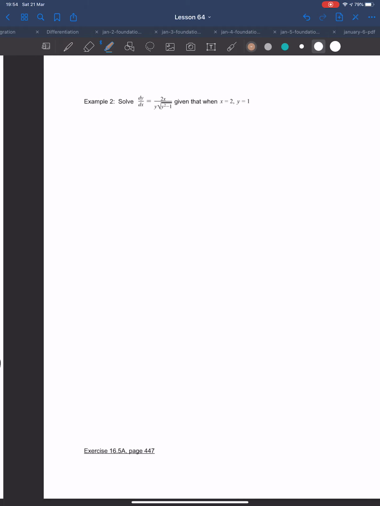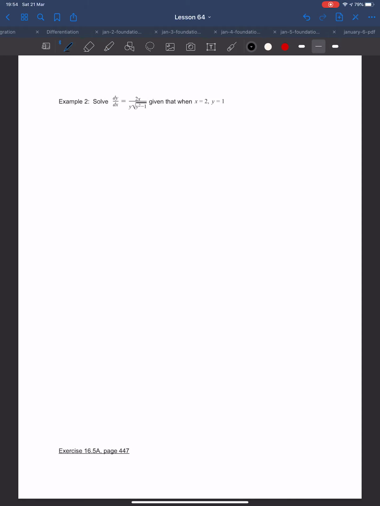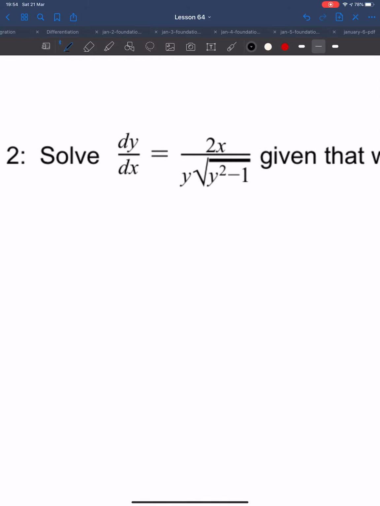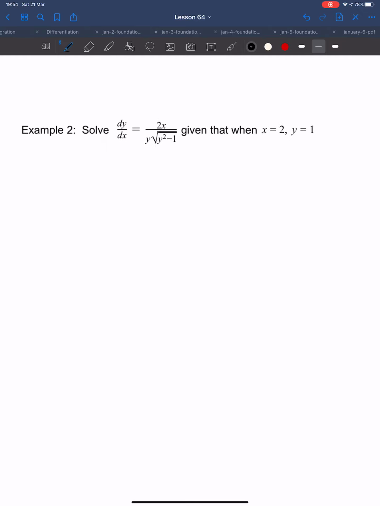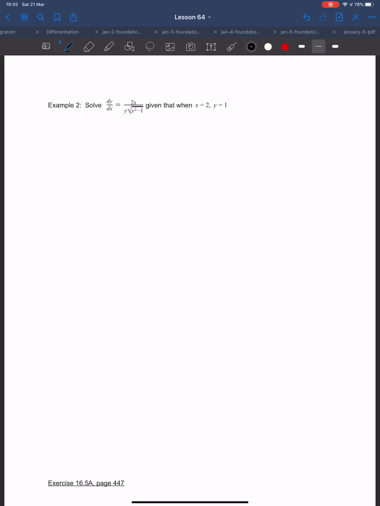Right, example 2. Solve dy by dx is 2x over y square root of y squared minus 1, given that when x is 2, y equals 1. So again, look, we've got y's up here. I want the y's with y's and x's with x's, so I'm going to multiply both sides by the y's and leave the x's there. So y square root y squared minus 1 dy dx is 2x.